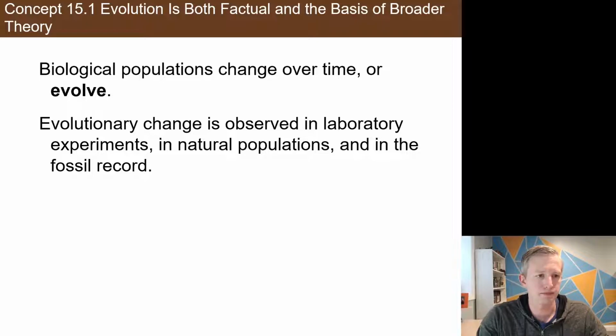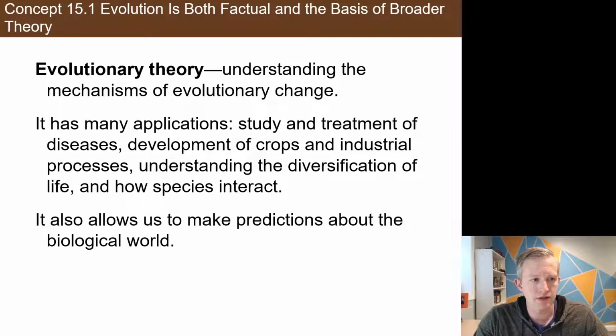We understand that things change over time, and that's really what evolving fundamentally means. The idea of evolutionary theory is seeking to understand the mechanisms of how that actually happens. There's a lot of potential use, not just in terms of understanding where things came from and how we have the diversity that we have in the world today, but also in terms of artificial selection in the development of crops and new foods, industrial processes, understanding the diversification of life and how species interact.